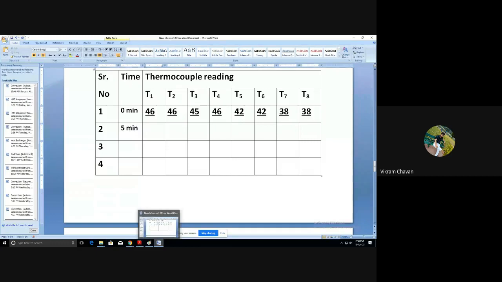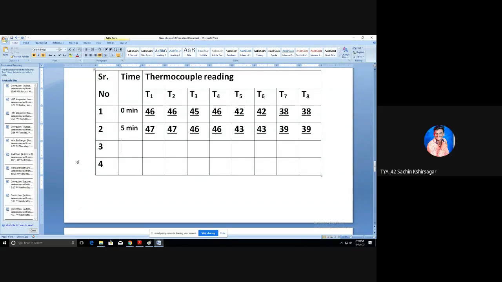T1 second reading 47. T2 also 47. T3 46. T4 46. T5 43. T6 again 43. T7 39. And T8 also 39, right? Yes, right. Okay, the 10-minute reading, third reading.